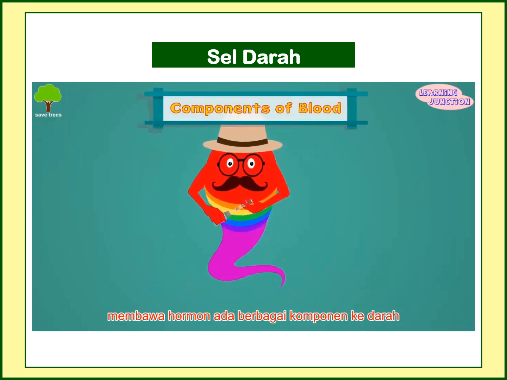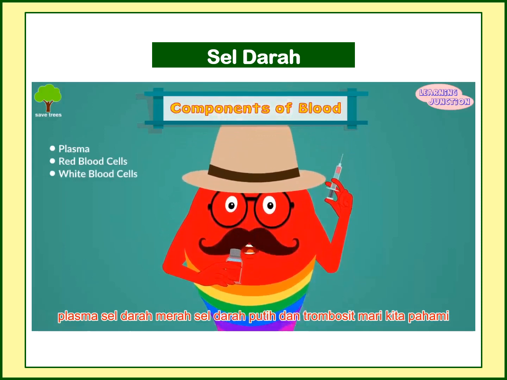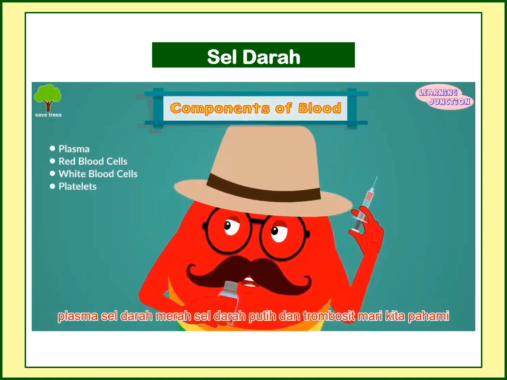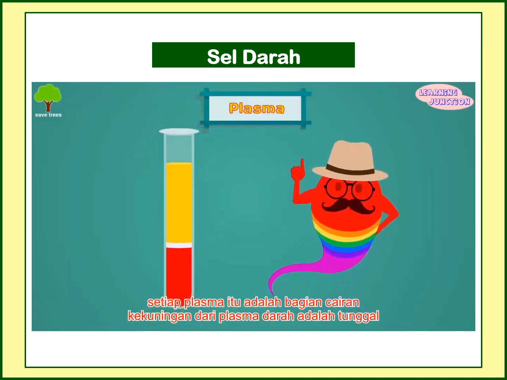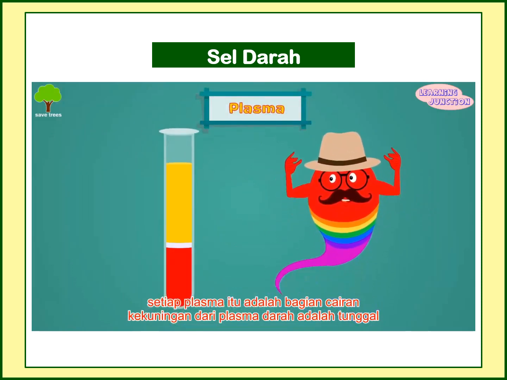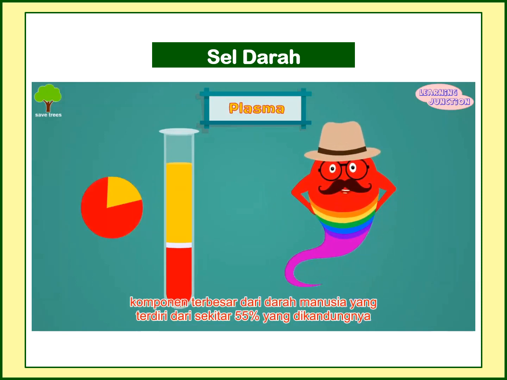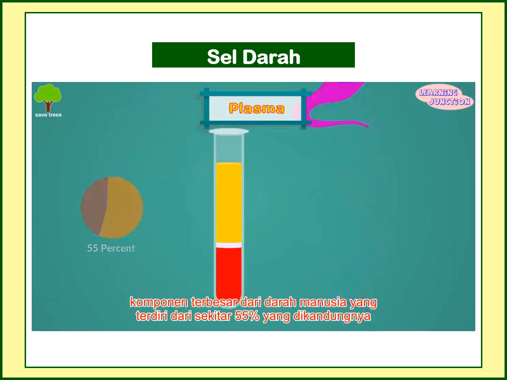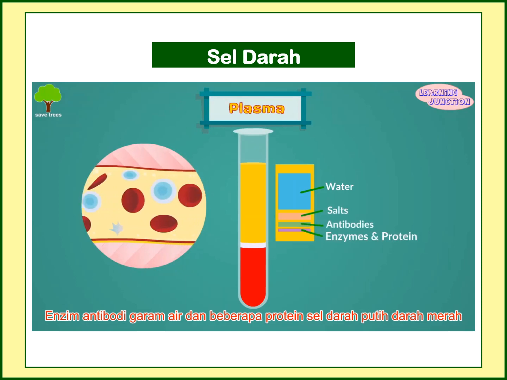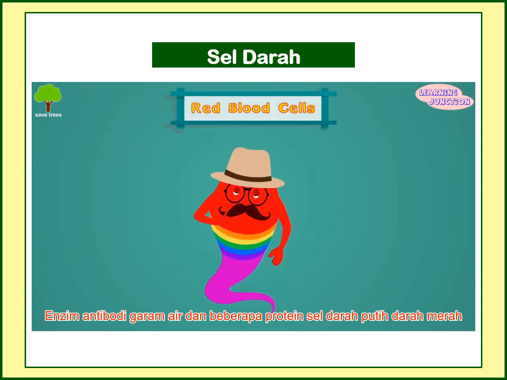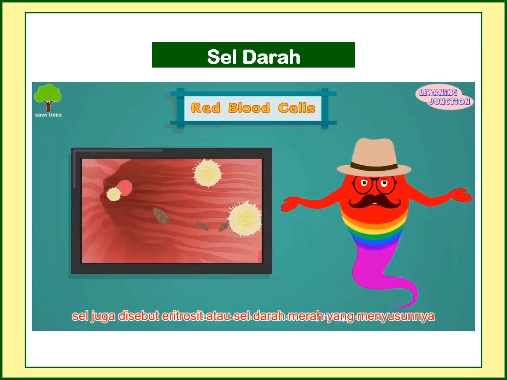There are various components to blood: plasma, red blood cells, white blood cells, and platelets. Let's understand about each. Plasma. It is the yellowish liquid portion of blood. Plasma is the single largest component of human blood, comprising approximately 55%. It contains water, salts, antibodies, enzymes, and some proteins. Red blood cells. Red blood cells are also called erythrocytes, or RBC.